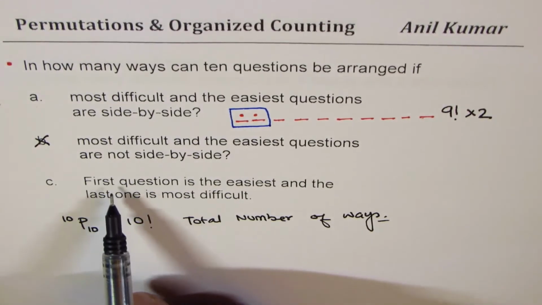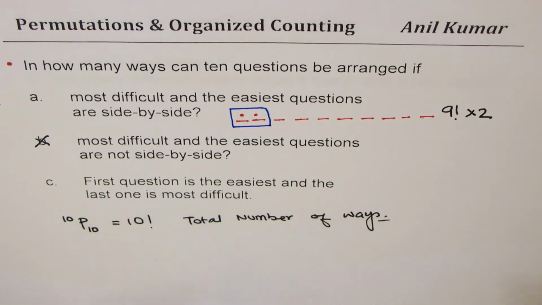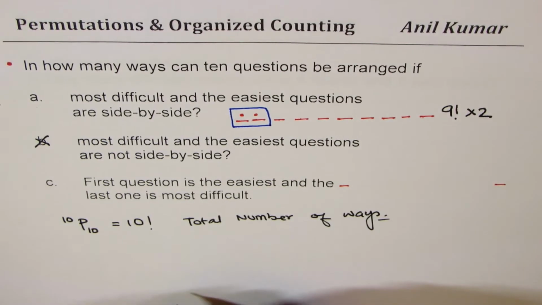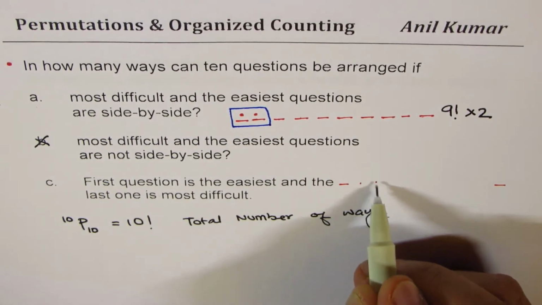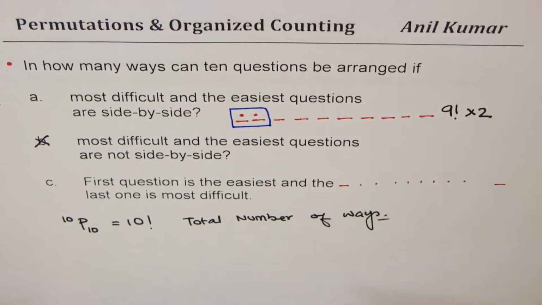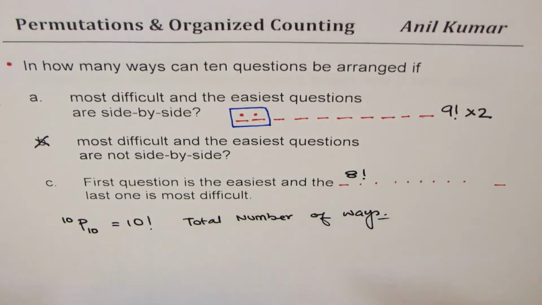See, the first question is the easiest and the last one is the most difficult. Now in this particular case, we have fixed the first and the last, correct? So in 10 questions, we only have 8 in between: 1, 2, 3, 4, 5, 6, 7, 8. And therefore, the answer here is 8 factorial, correct?